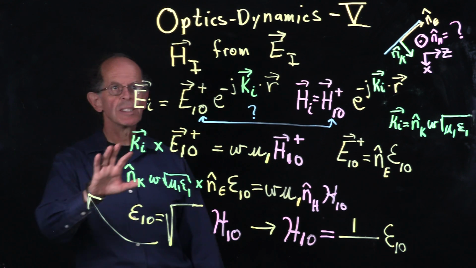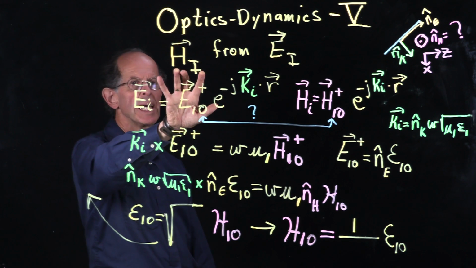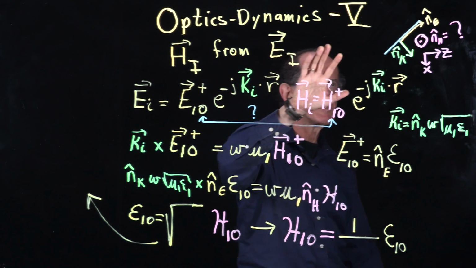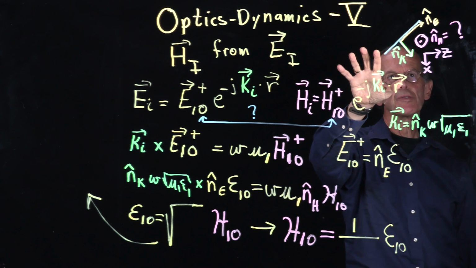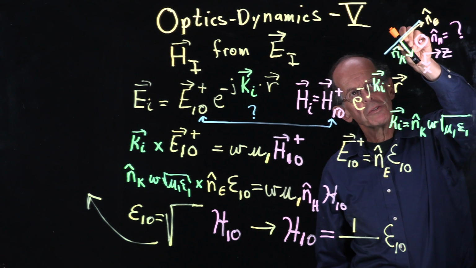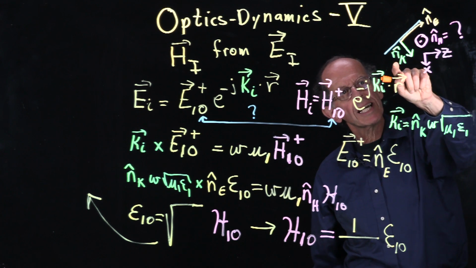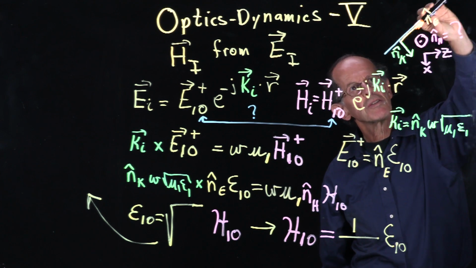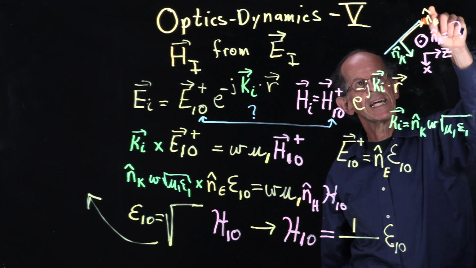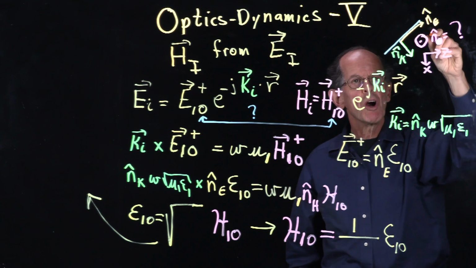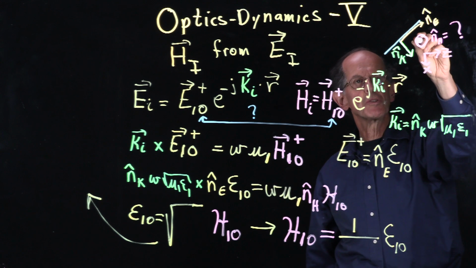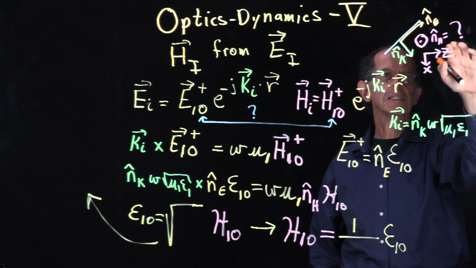Now we're going to calculate the magnetic incident field from the electric incident field. The important thing, first of all, is the picture. There's the k vector, unit vector in the direction of k, n hat k. There's the direction of the vibration, the polarization of the electric field, n hat e. We know that H has to have a perpendicular direction to those two, so it's sticking out of the board.